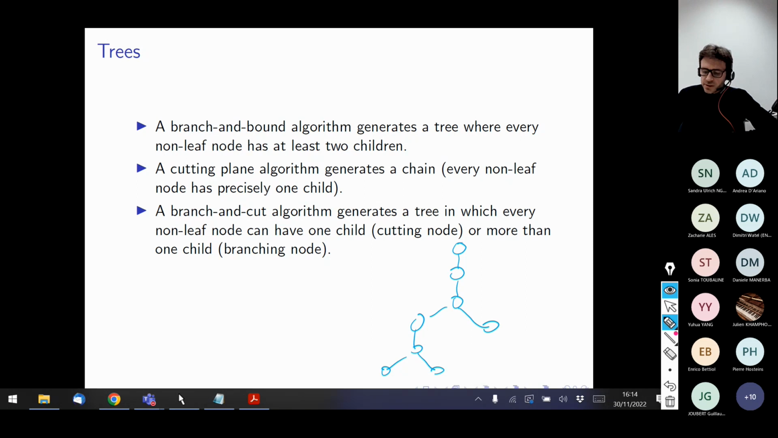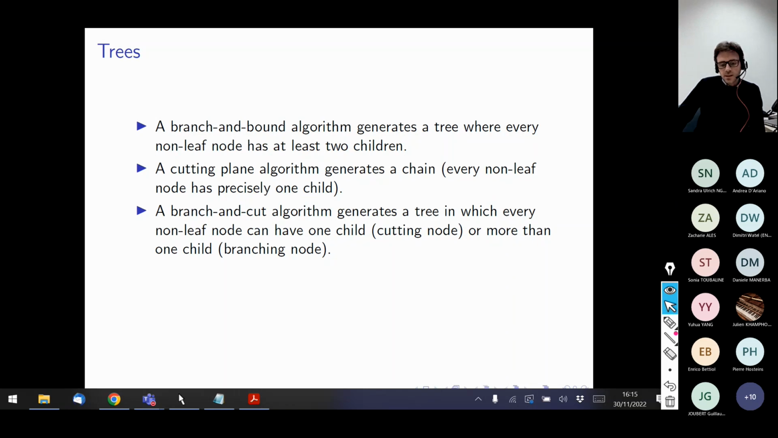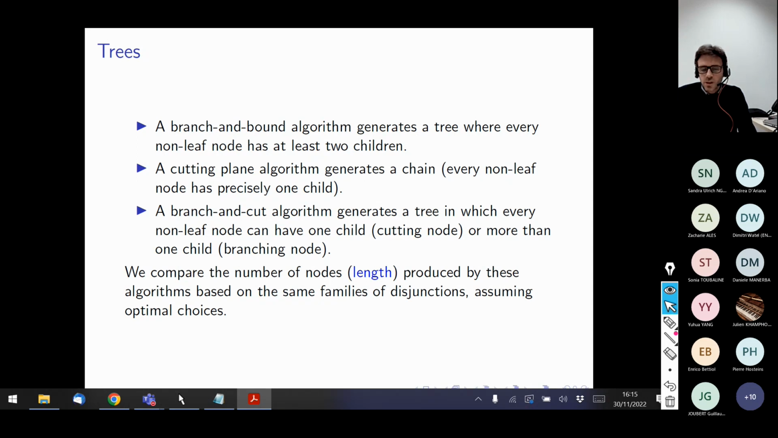We do this because then we can say that if we want to compare the time that one algorithm takes with respect to the other, you can just count the number of nodes, because the number of nodes that we create in the tree is just the number of linear relaxations that you have to solve. In a sense, this is a very rough measure of the complexity of the algorithm. So what we compare is the number of nodes that we produce in this tree, and this is called the length of the algorithm, because this really counts the number of linear relaxations, and solving the linear relaxation is usually the heaviest step in these algorithms.